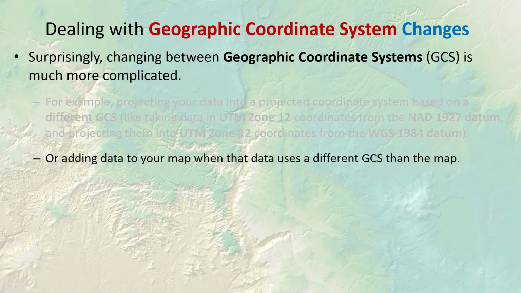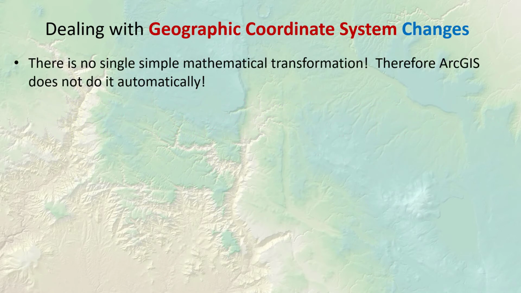Another scenario is when you want to add new data to your map, but your map might be set to something like WGS 84 or any projection that is projected out from WGS 84, and you add data that comes from NAD 83. Well, you're dealing with a conflicting geographic coordinate system, and again, ArcGIS has trouble with this. Turns out there's no single simple mathematical transformation, therefore ArcGIS does not do it automatically. This is different than the projections. Remember, ArcGIS handles projection changes just fine. It's these underlying geographic coordinate systems that give it grief.